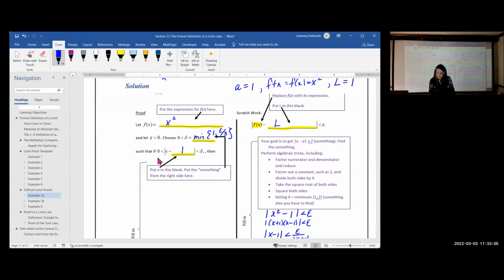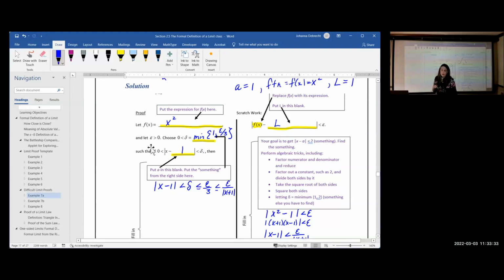All right, is less than delta, then we can write that the absolute value of x minus 1 is less than delta, which has to be less than or equal to epsilon over 3, which is less than or equal to, of course, our epsilon over the absolute value of x plus 1.